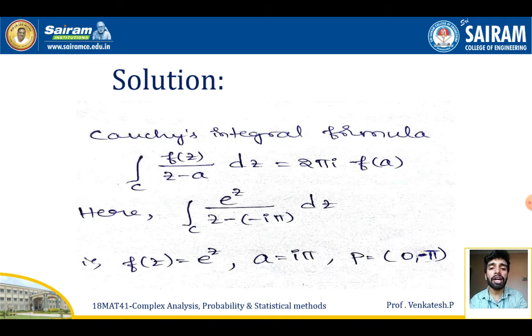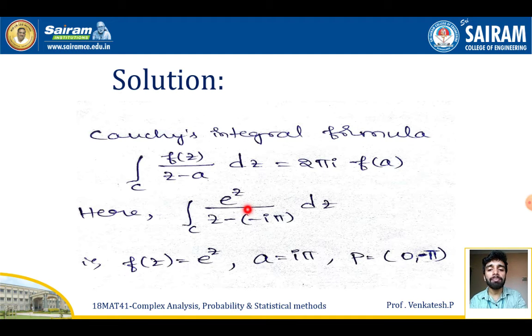From the Cauchy integral formula, we have the integral over the contour C of f of z by z minus a dz is equal to 2 pi i f of a. Here the given equation is the integral over C of e power z by z minus of minus i pi dz. On comparing, we can take a is equal to minus i pi. According to the formula, we have to find only f of a. So from the given equation, we have to identify f of z and find the value of f of a, that's it.